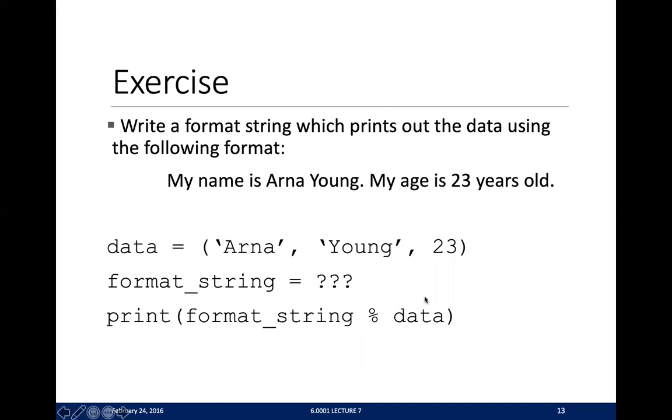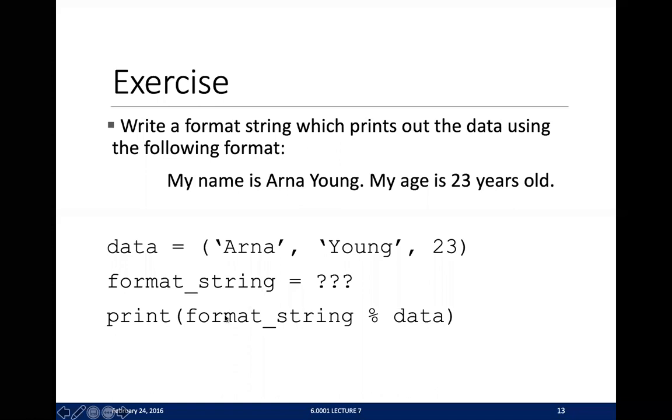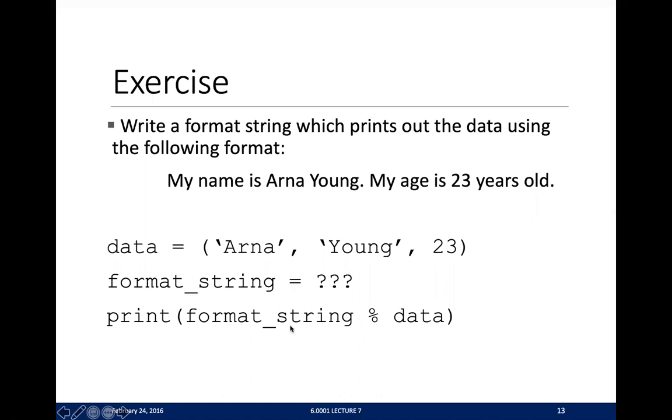And then I can just say print format string, percentage data. When it sees this, it's going to take your format string and replace the placeholders with the elements in data, in order. Okay, so thoughts on this? How can I do this?